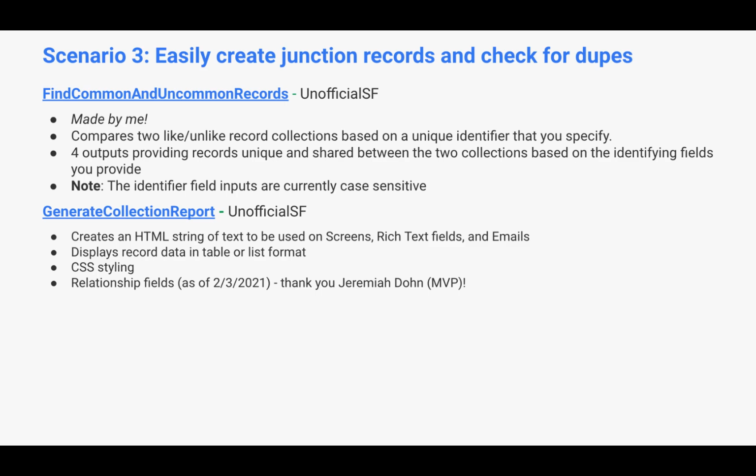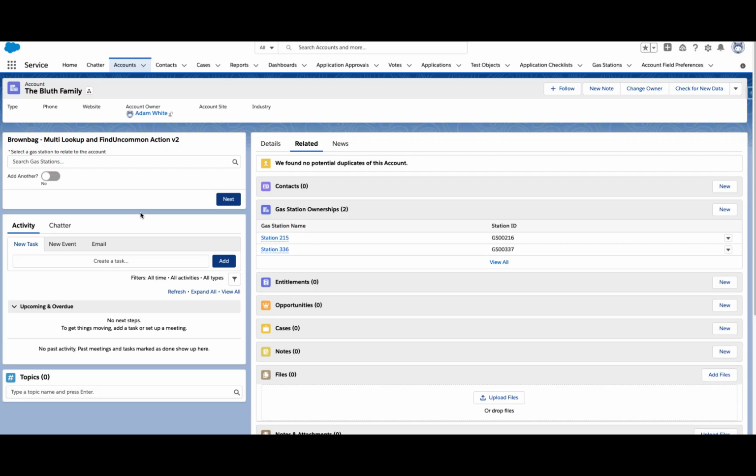The other one is a really, really cool one called GenerateCollectionReport, which you can basically think of as a way to generate a read-only data table in HTML format. And you can put it in rich text fields, screens, and emails. And also, as of a couple weeks ago, now supports relationship fields and relationship field traversal, which is pretty neat.